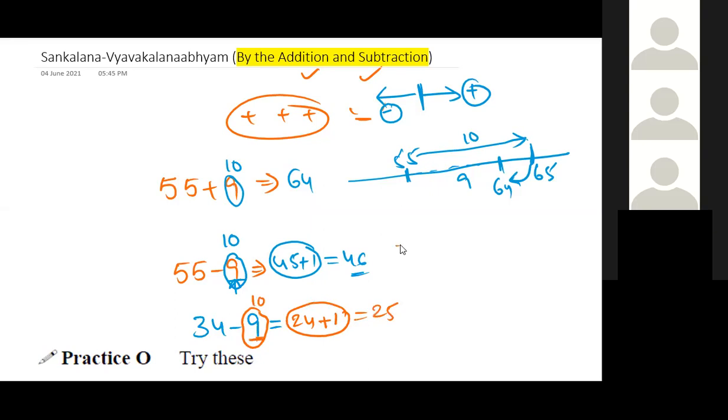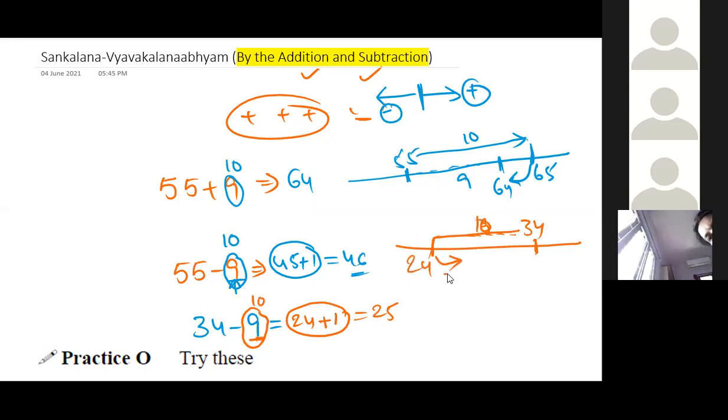On the number line, we are at 34. Actually we need to subtract 9, but we are subtracting 10 directly. So from 34 to 24, I'm coming back again. Coming back means to the positive side. That's why I'm adding that one to get the answer. Understood? So the answer is 25.